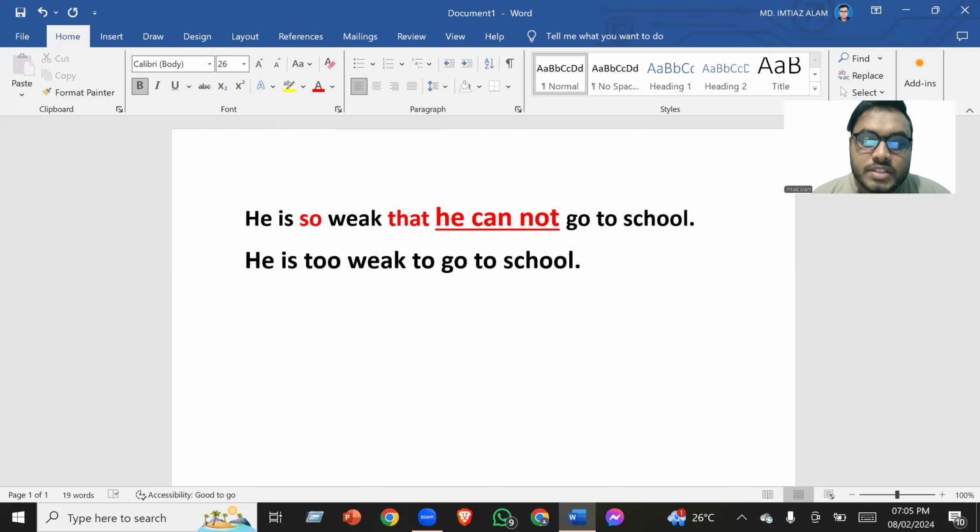I'm repeating again. When you will see a complex sentence having questions like so dot dot that, then you have to first alter so with too, and then you have to alter that with to. And then you can see from subject to the auxiliaries, you have to delete everything. And then after that, you have to make the rest of the things as the answer. You can see after to, he is too weak to, and then you have to delete he from he to not, and then you have to write the rest of the things. So the answer is he is too weak to go to school. So this is all about the so dot dot that.